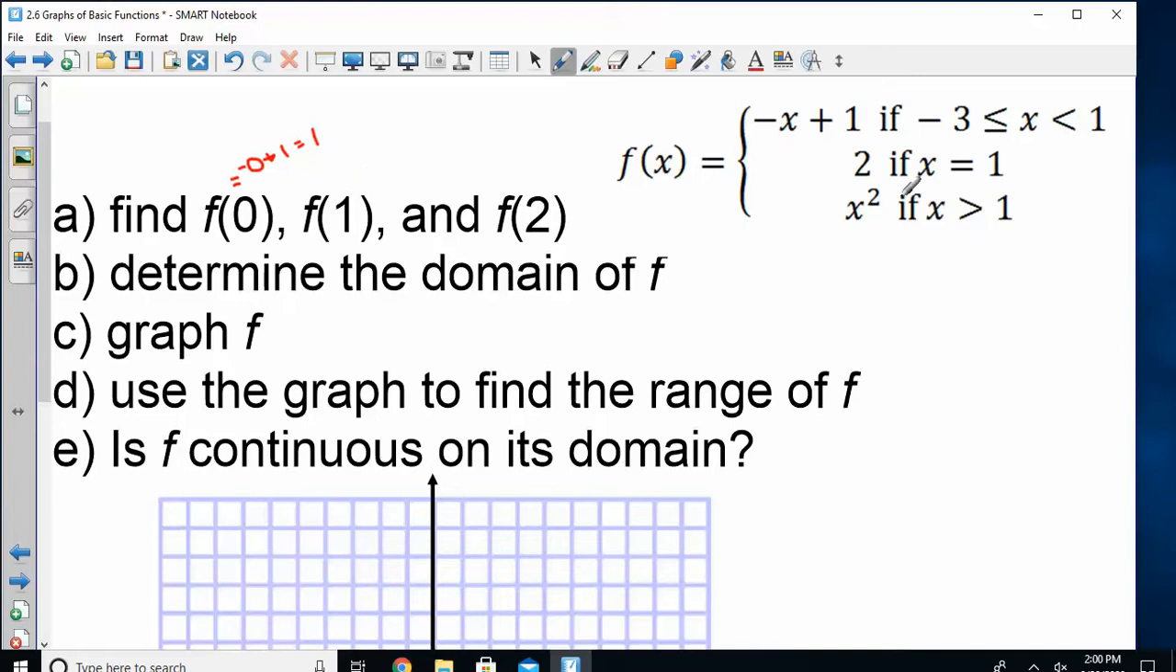Second one, f of 1. If x equals 1, which piece am I plugging it into? Second one. And that one just says 2, so it means you're just getting out a 2. Third one, f of 2. Which piece do I plug that into? Last one. 2 is greater than 1. So we get 2 squared, which is a 4.